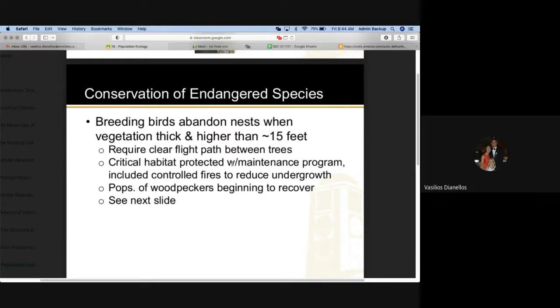And they did. And what happened was those fires reduced that vegetation, right? So the trees still remain, but all that thick underbrush, it kills it off, right? So you no longer have this thick vegetation reaching higher than 15 feet. So now these breeding birds can have that clear flight path, and therefore they can keep their nests, and therefore they can keep reproducing, and the population rebounds. Excuse me. Are there any questions about that?